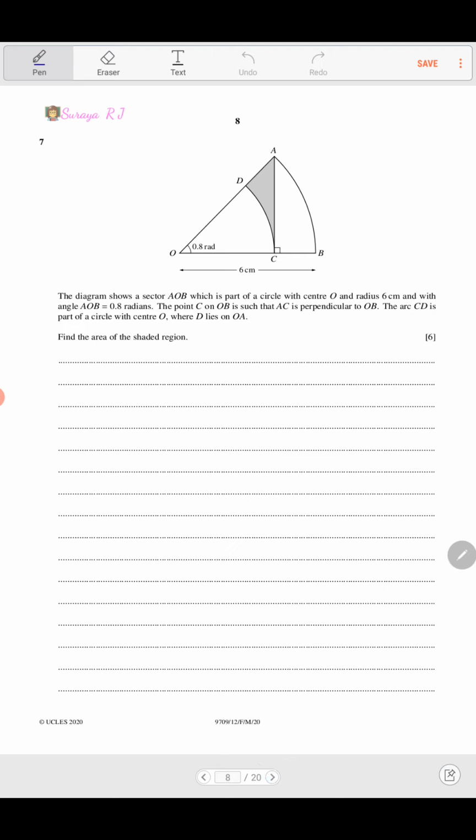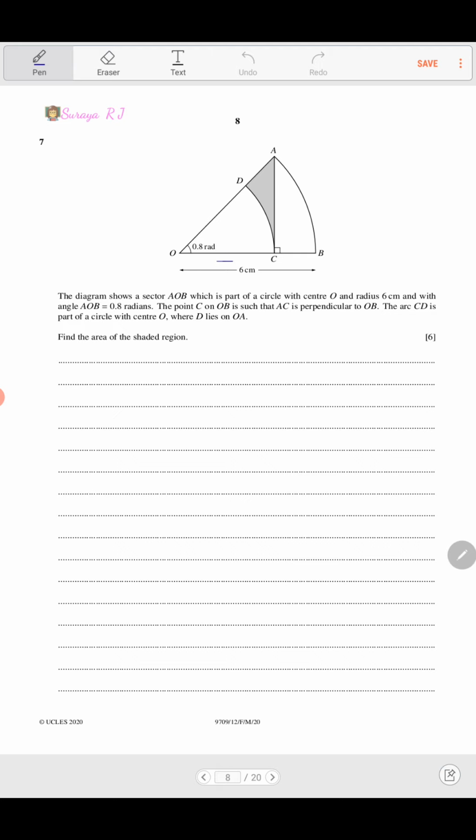So here we are with question number 7. The diagram shows a sector AOB which is part of a circle with center O and radius 6 cm, with angle AOB equal to 0.8 radians. So we have a sector AOB with center O. The radius is 6 cm.